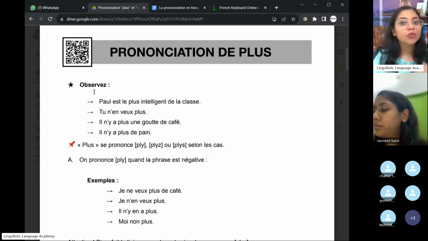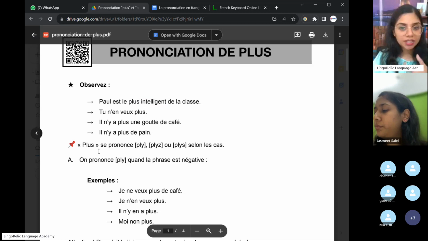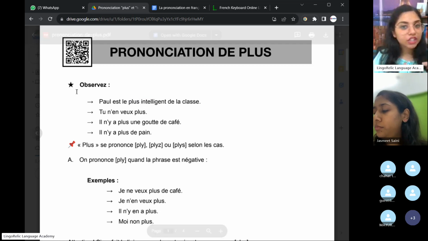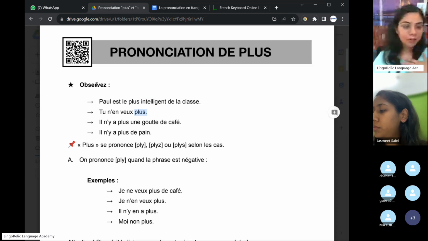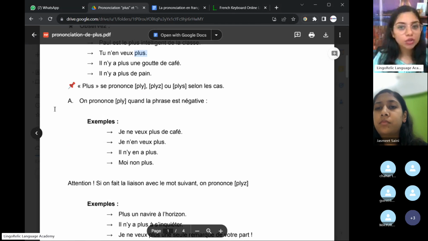But here, tu n'en veux plus. Tu n'en veux plus. Negation, the rules will come below, I'll explain those. When we are speaking a negative sentence, that you don't want any more of it, it is a negation. In such a case, you have to say it as plu. If it is negation, you subtract the s. It's just as simple as that. My rule to remember this is that if I'm using it in a negative sentence, I will subtract the s. So tu n'en veux plus. You don't want more of it. Okay, so I can show you some rules here.